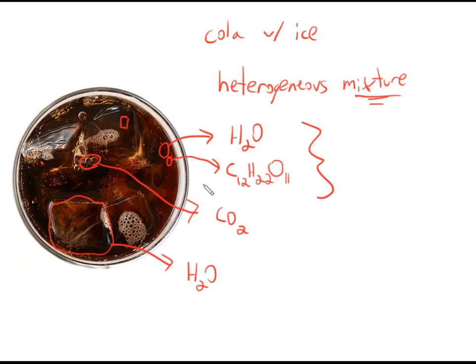So the different particles that are in here, the different compounds and elements that make this up, are not evenly mixed. And that's visibly obvious. So we refer to it as a heterogeneous mixture. Right? Heterogeneous just means it's not the same throughout. There are differences depending on where you look in the sample.